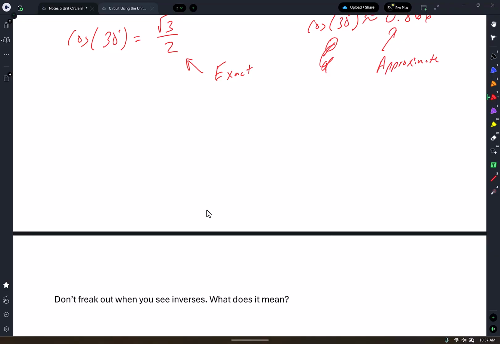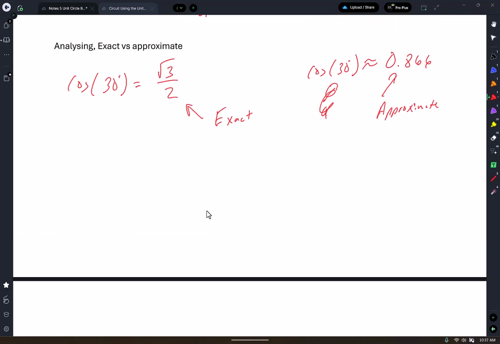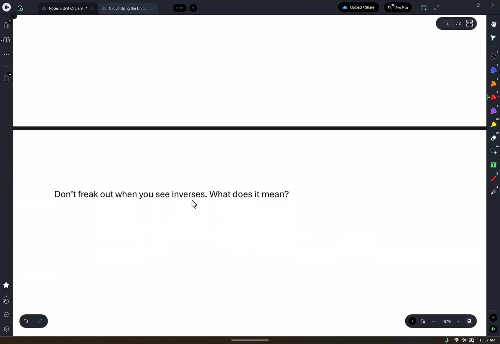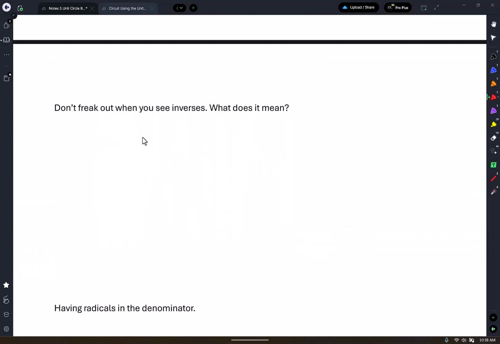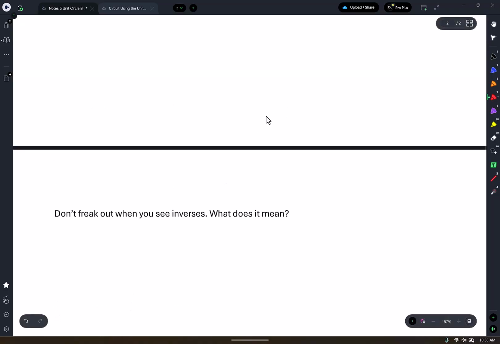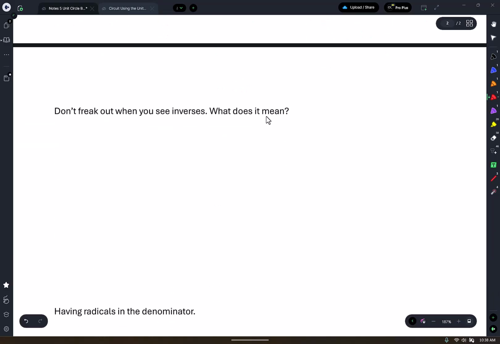Go to the next page. Or I guess turn that page around. Just a one pager. We're almost done. Don't freak out when you see inverses. What does it mean? Okay. When you see this, let's start with the cosine because that's what we just started messing with. When you see cosine to the -1 like that, it's not reciprocal. It means inverse. And I'm going to go ahead and write square root of 3 over 2.